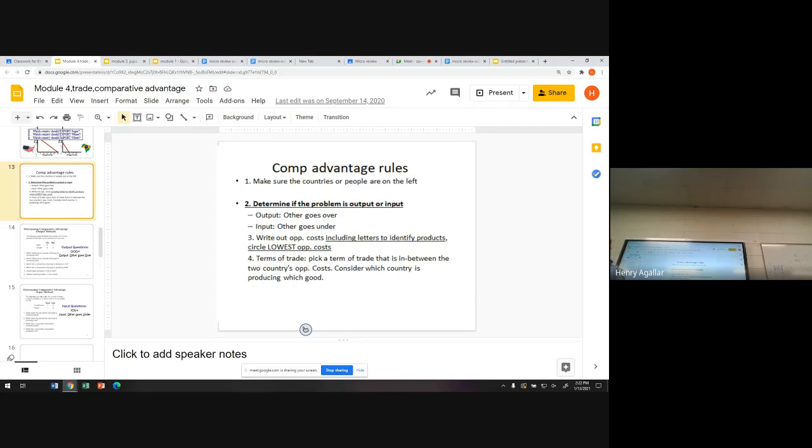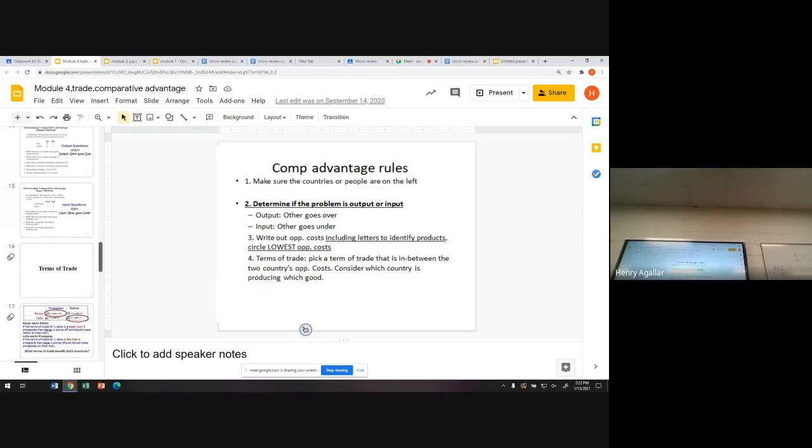Write out the opportunity cost. I can't stress this enough. Write it out, because otherwise, five questions later, they give you a goofy term of trade that doesn't quite work, and you can't remember even who produced what good without doing it all over again, okay? Write it out, and then it'll be good.